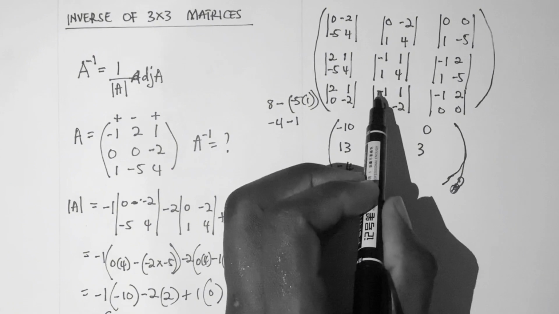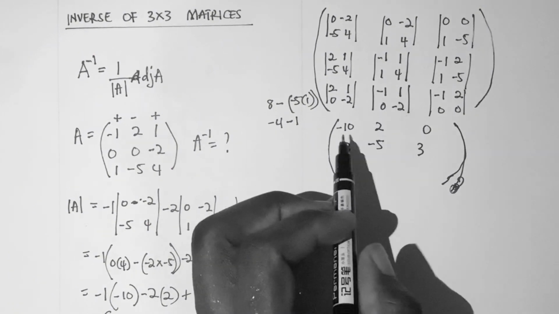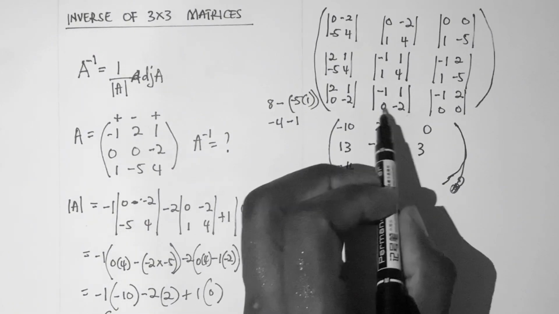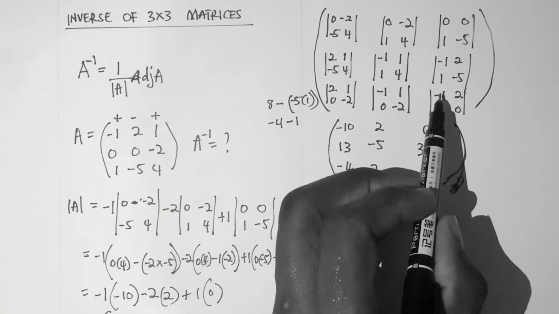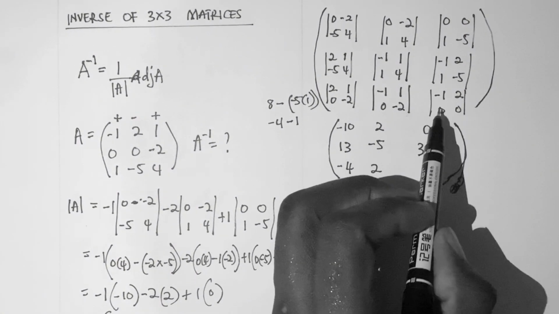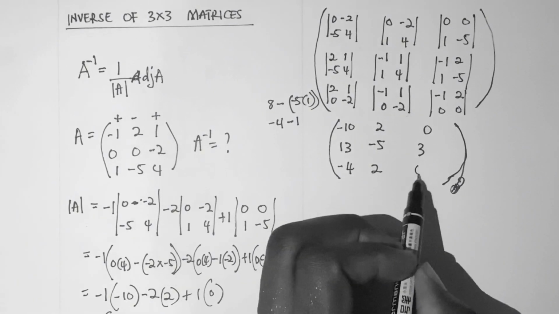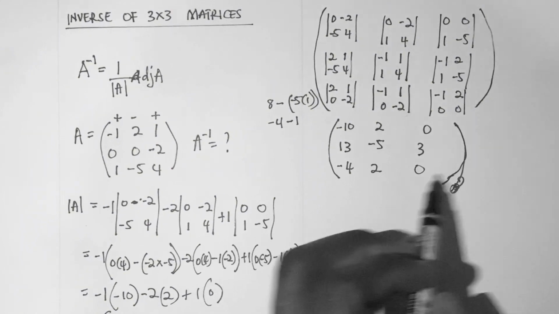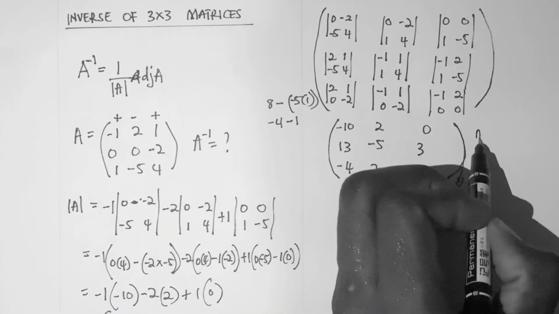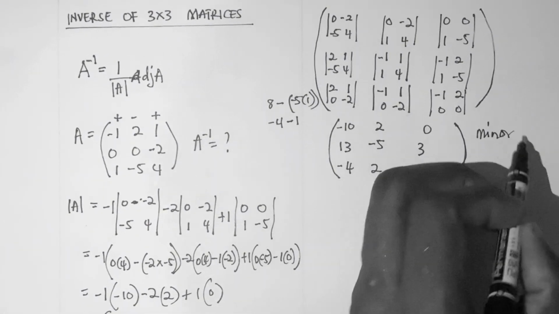And then minus 1 times minus 2 is 2. Minus 0 times 1, we still get 2. And then here is minus 1 times 0 is 0, then 0 times 2 is also 0, so here is 0. So we've been able to find the matrix of minors. So these are the minors of A.